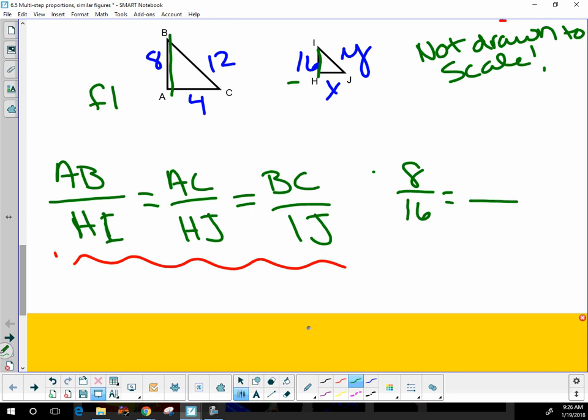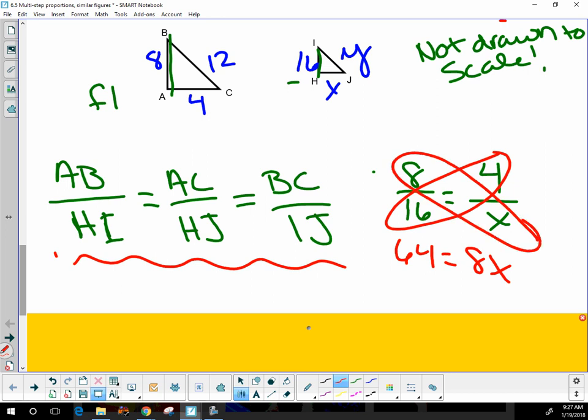And so we're solving for X. X corresponds with line segment AC, which is 4. Now I use my means and extremes to solve. I believe that's 64. That's 8x. X equals 8. So this side is 8.